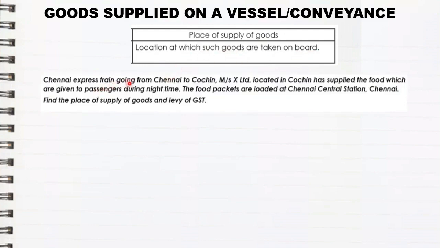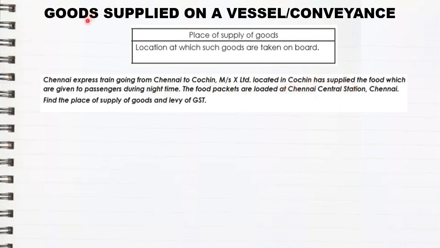Chennai Express train is going from Chennai to Cochin. X Limited located in Cochin has supplied the food which is given to the passengers during night time. The food packets are located at Chennai Central Station, Chennai, and they ask us to find the place of supply. So now here, Chennai Express train is moving from Chennai to Cochin. X Limited located in Cochin has supplied the goods which are given to the passengers during the night, and the packets were loaded at Chennai Central Station.